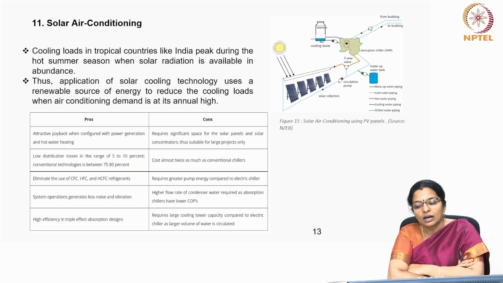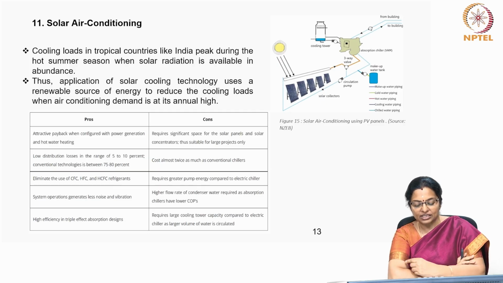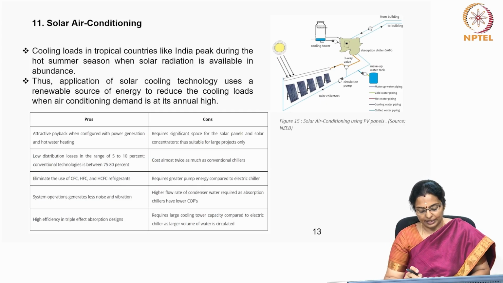It requires a large amount of space for the solar panels and the solar concentrators. Thus, it is suitable only for very large projects. It costs almost twice as much as the conventional chillers. It requires greater pump energy as compared to electric chiller. Higher flow rate of condenser water is required as absorption chillers have low COPs. It requires large cooling tower capacity compared to electric chiller as larger volume of water is circulated.